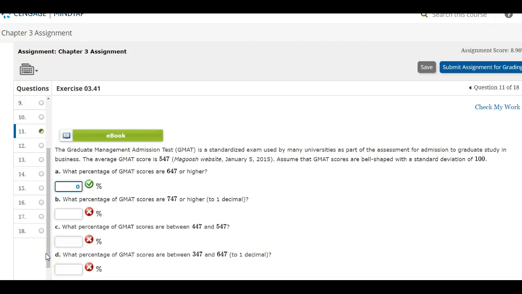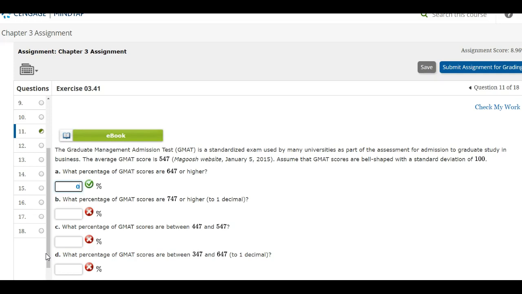So this next problem gives you an example of how to estimate percentages based on being given the mean and the standard deviation for a standardized sample. And they give you the fact that you are dealing with GMAT scores, graduate management admission test scores. They tell you the average is 547. They tell you to assume that the scores are bell-shaped, which means it's a normal distribution with a standard deviation of 100.